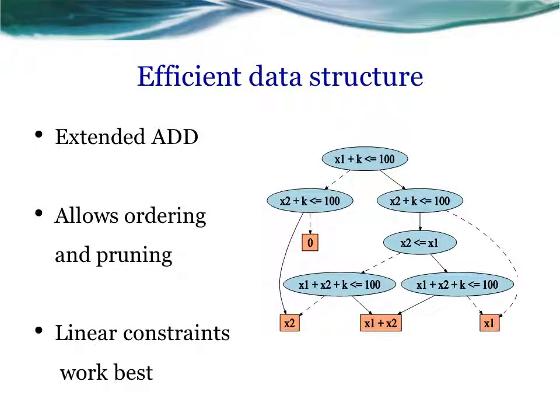Now, we also need an efficient data structure since, as you can see, each function can have many cases, and multiplying or taking the maximum over all the case partitions can cause an exponential blow up. So we use a data structure similar to decision diagrams, the extended algebraic decision diagram, which allows ordering and pruning and is best when we have linear constraints and can define any type of logical constraints in the nodes and also values in the leaves.